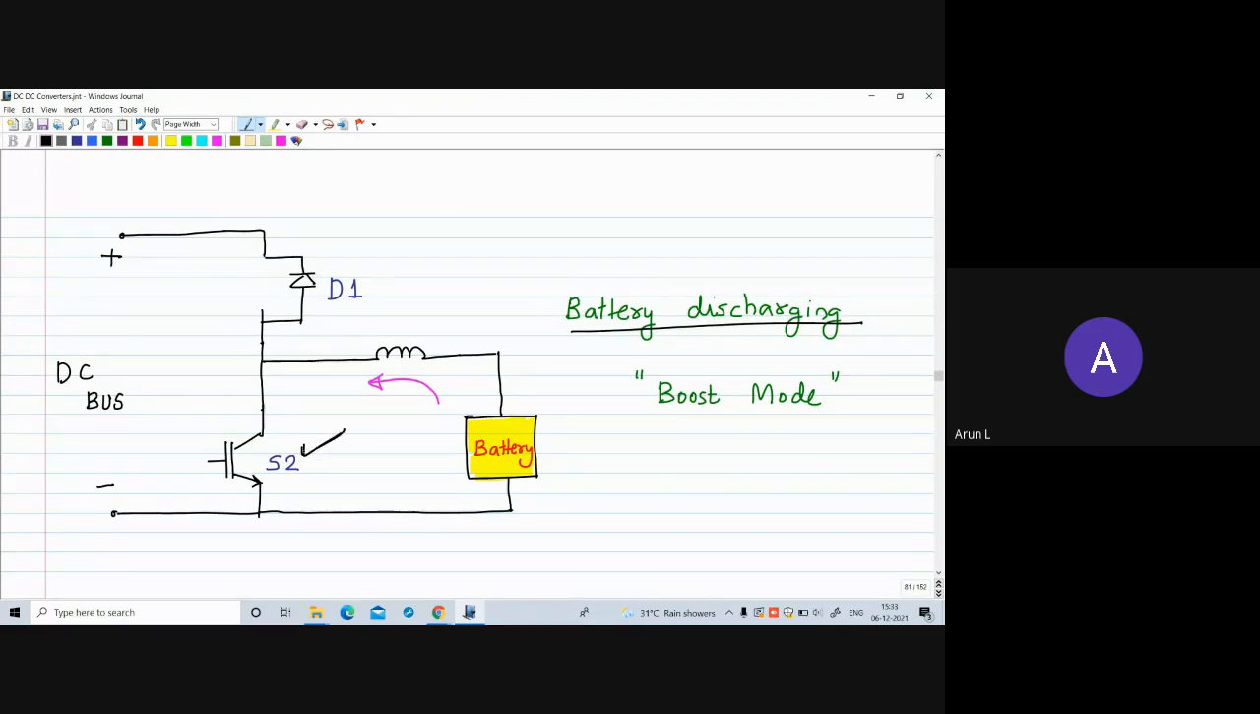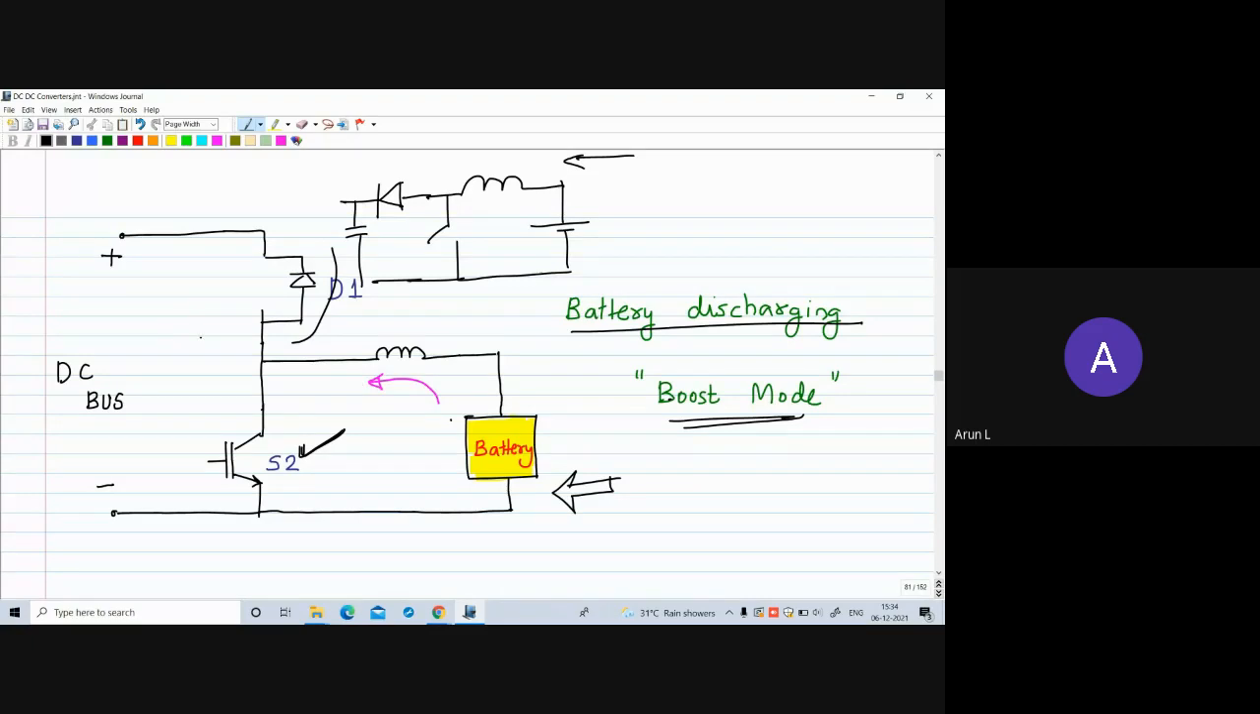We will turn on and turn off S2 using PWM. So this is actually boost operation. Looking from the battery side, the battery can be modeled as a voltage source. Then you have an inductance, then you have a switch here, then there is a diode here. See this. So if you look from left to right, you are having a boost operation, a boost converter. So this is known as boost mode, battery discharging into the DC. So that is one application.